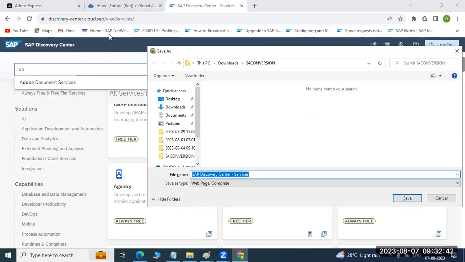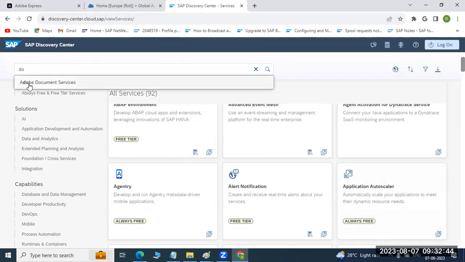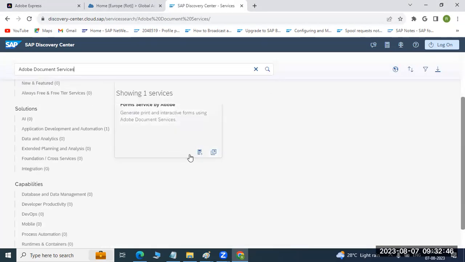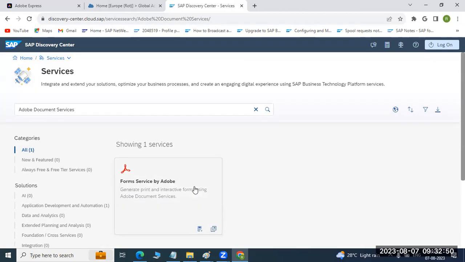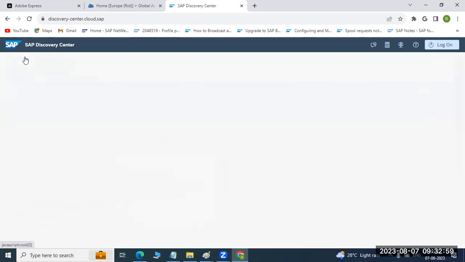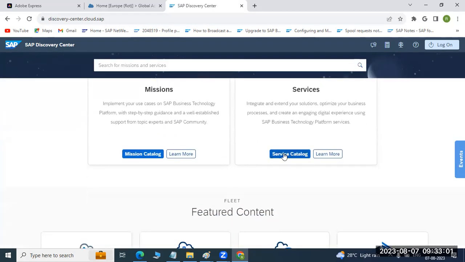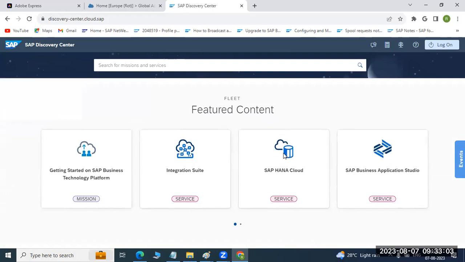Suppose you want to use ADS, you can also use the ADS service. ADS means Adobe Forms, same as in the Java systems, how it is useful. In the same way we can use this ADS also. Like that, you can subscribe to a number of services. Here you will get the information on which services are free and which are not available.